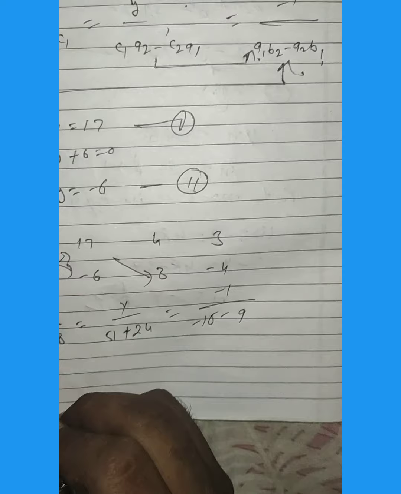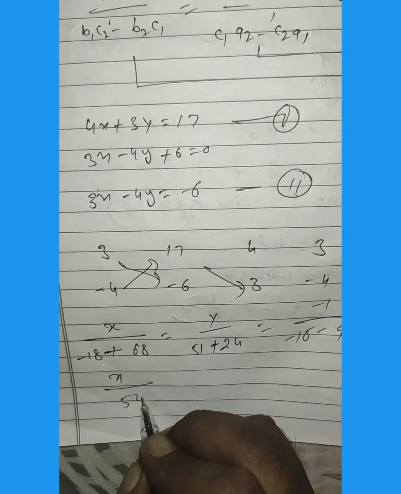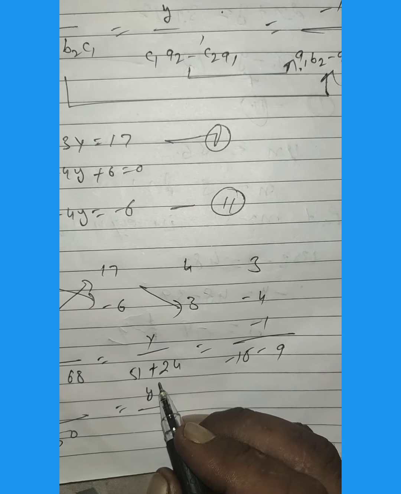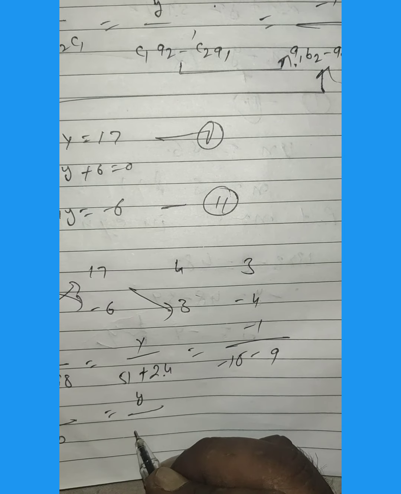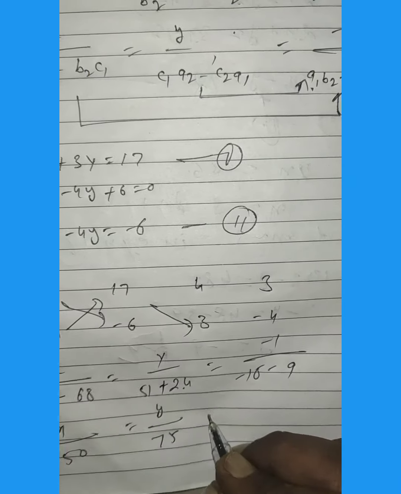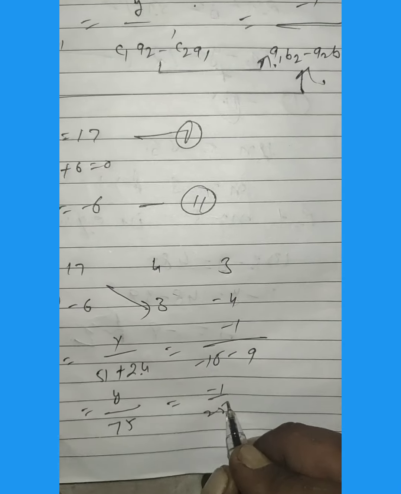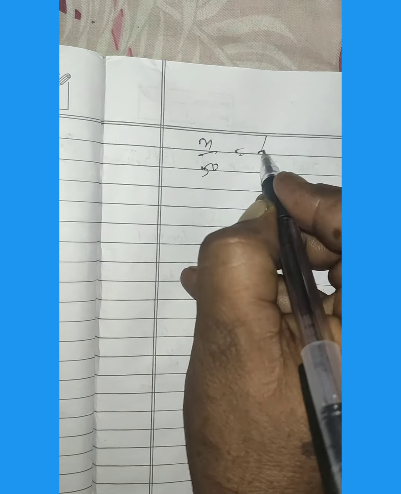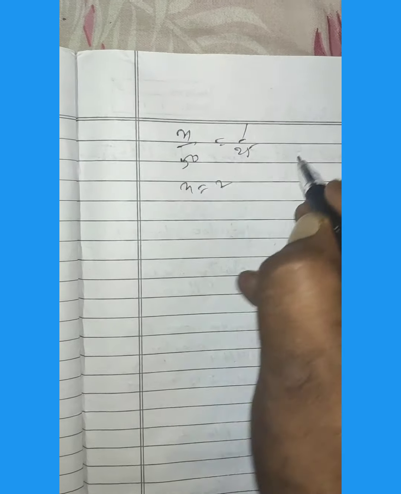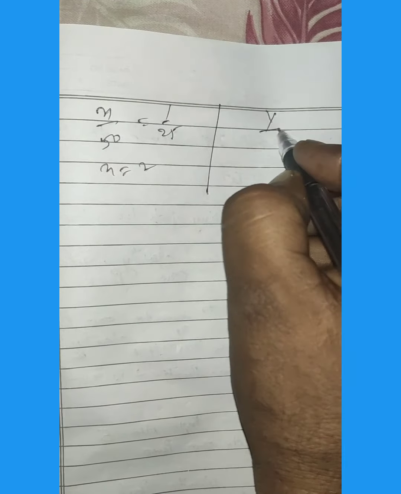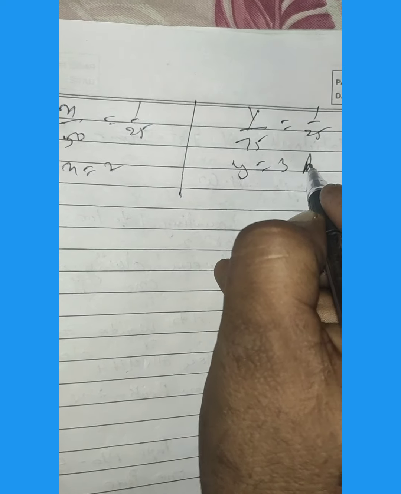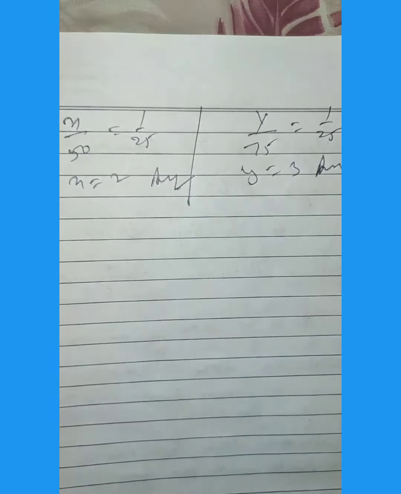x over 50, y over 51 plus 24 is 75, is equal to minus 1 over minus 25. Now x over 50 is equal to 1 over 25, then x is equal to 2. Similarly, y over 75 is equal to 1 over 25, y is equal to 3. These are your answers.